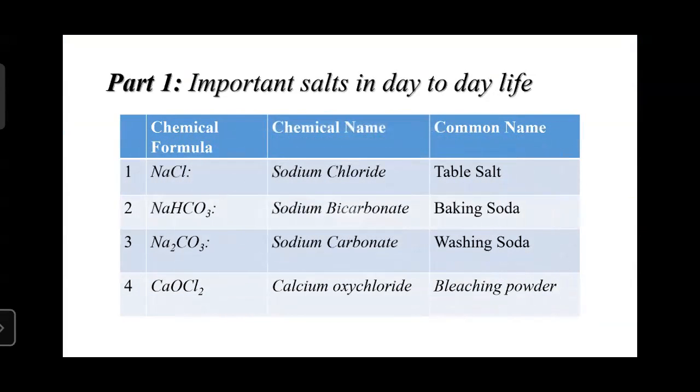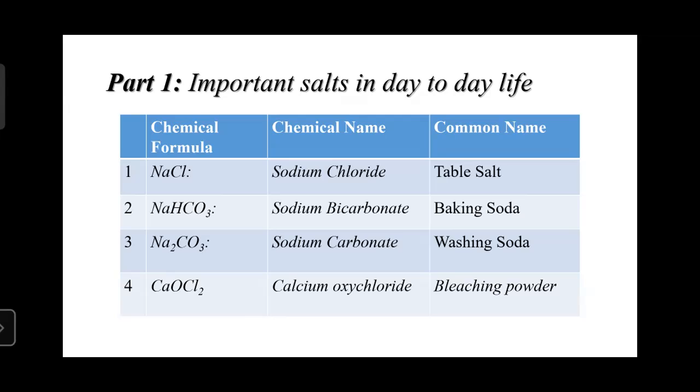There are 4 basic, important salts which we use in day-to-day life. First is table salt. The chemical name of table salt is sodium chloride. Chemical formula is NaCl. The second basic and important salt which we use in day-to-day life is sodium bicarbonate. Commonly we call it baking soda, and the chemical formula is NaHCO3.